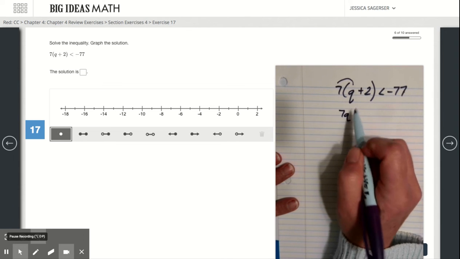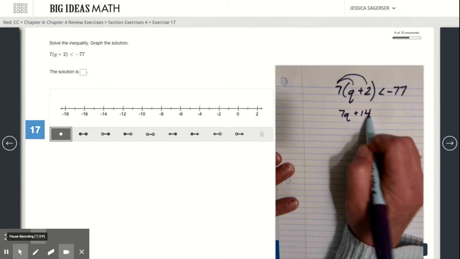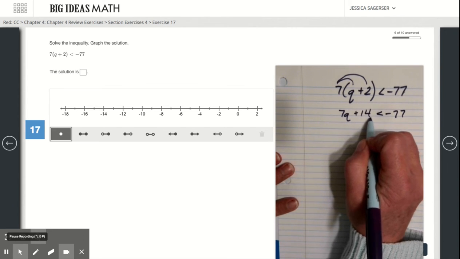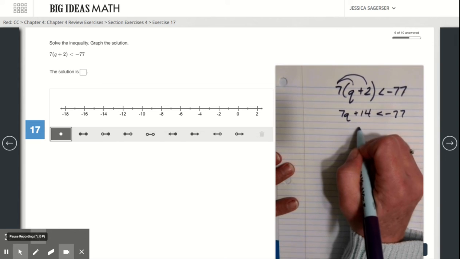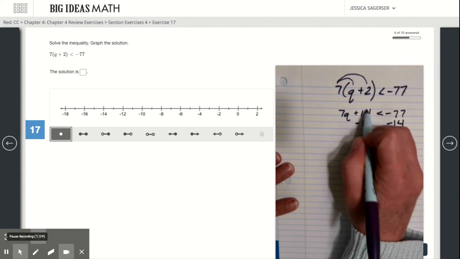7 times q is 7q. 7 times 2 is 14. It's less than -77. So we're going to add or subtract whatever is on the same side as our variable. So we're going to subtract 14. Whatever you do to one side, you have to do to the other.